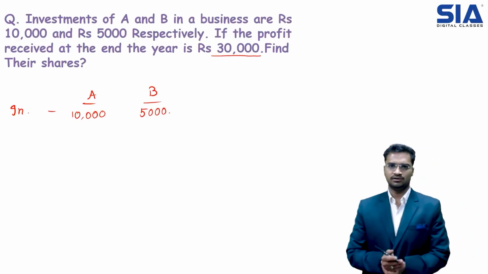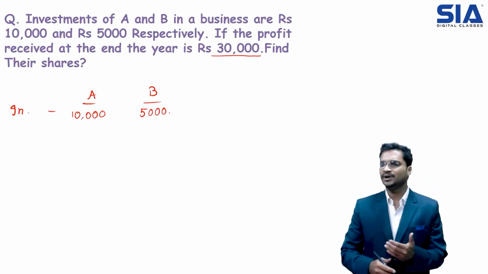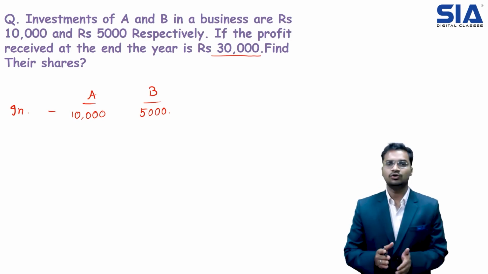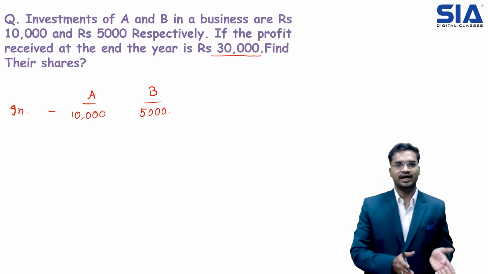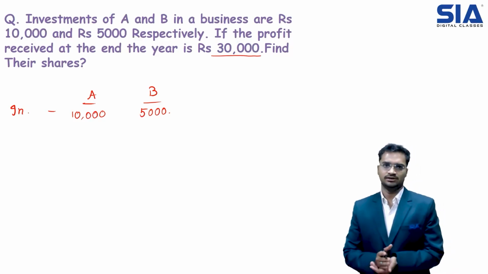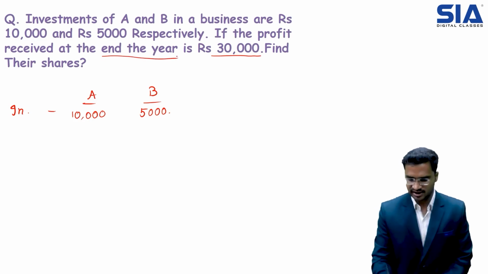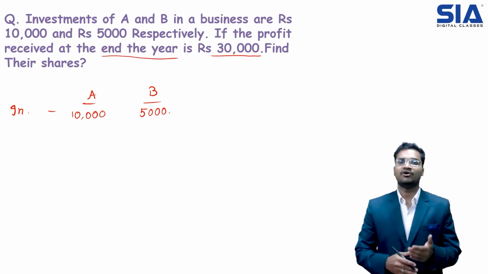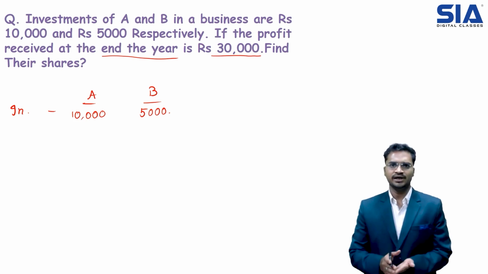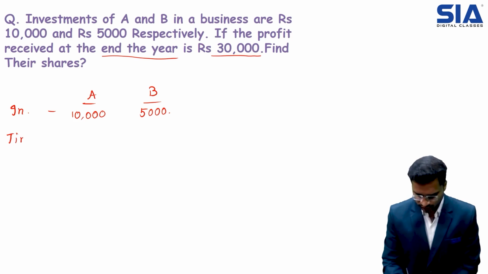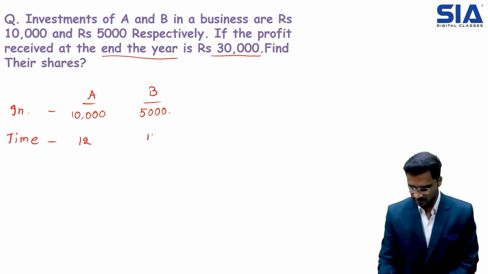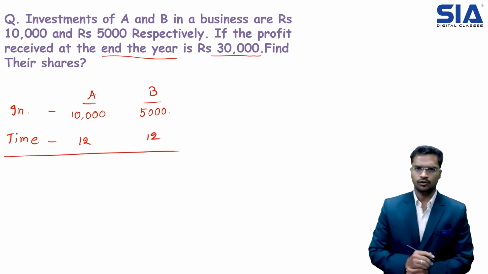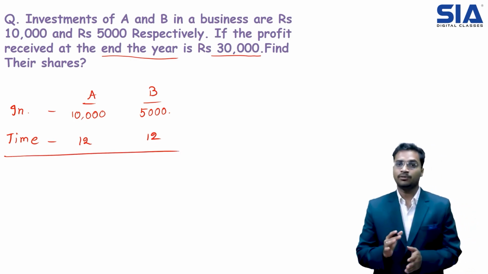In this particular question, they have not mentioned the time periods of A and B. So we can simply consider that A and B are starting the business and staying in the business till the end. This business has lasted for a year, and we are calculating the profit at the end of the year. So A and B have stayed in the business for an entire year. The time periods of A and B are 12 months and 12 months respectively. Now we have to find the profit sharing ratio.